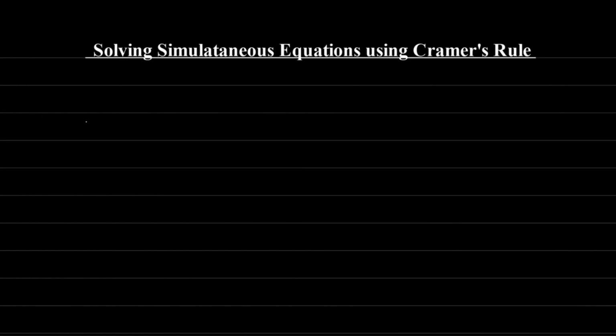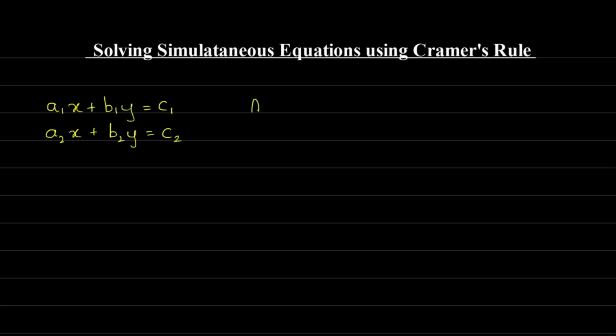Hello everyone, in this video you will learn how to solve simultaneous equations using Cramer's rule. Let us consider a system of equations where we have to solve for x and y. Let's write that as a1x plus b1y equals c1 and a2x plus b2y equals c2.